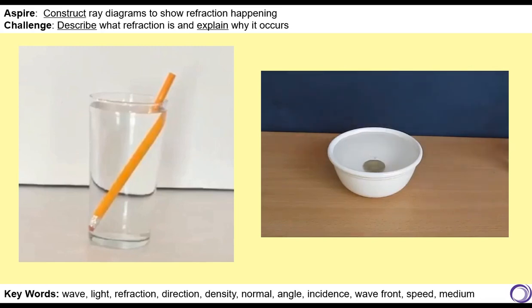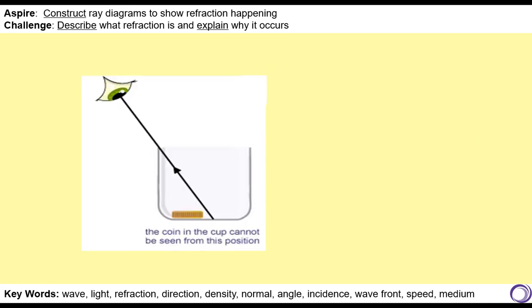And if you don't believe me, try this yourselves and use blue tack to stick the coin to the bottom of the bowl. But by adding the water into the bowl, something has happened to the light coming from the coin that means that we can now see the coin, even though the coin has not moved and our head, our eyes, have not changed position either.